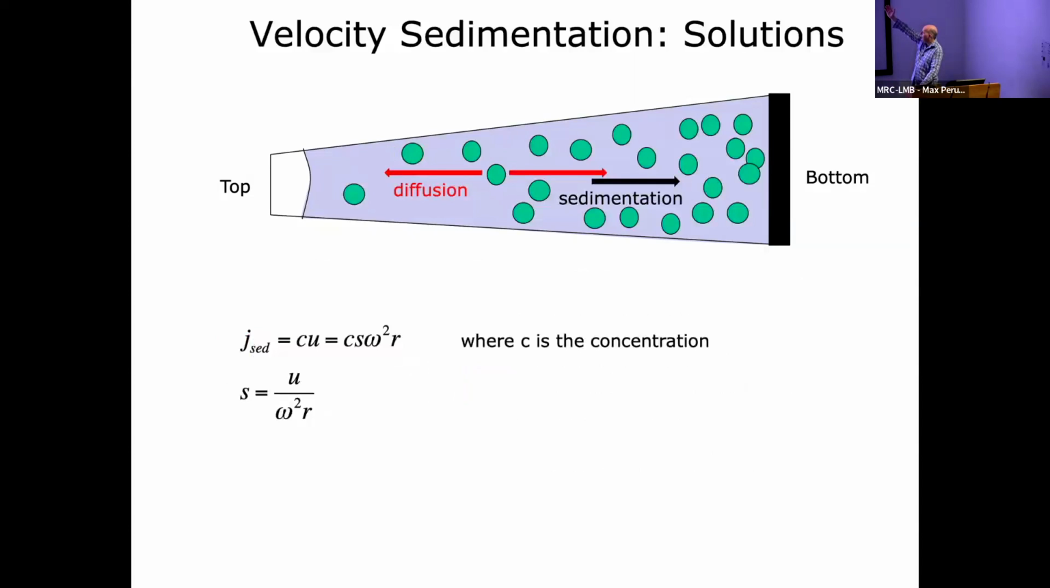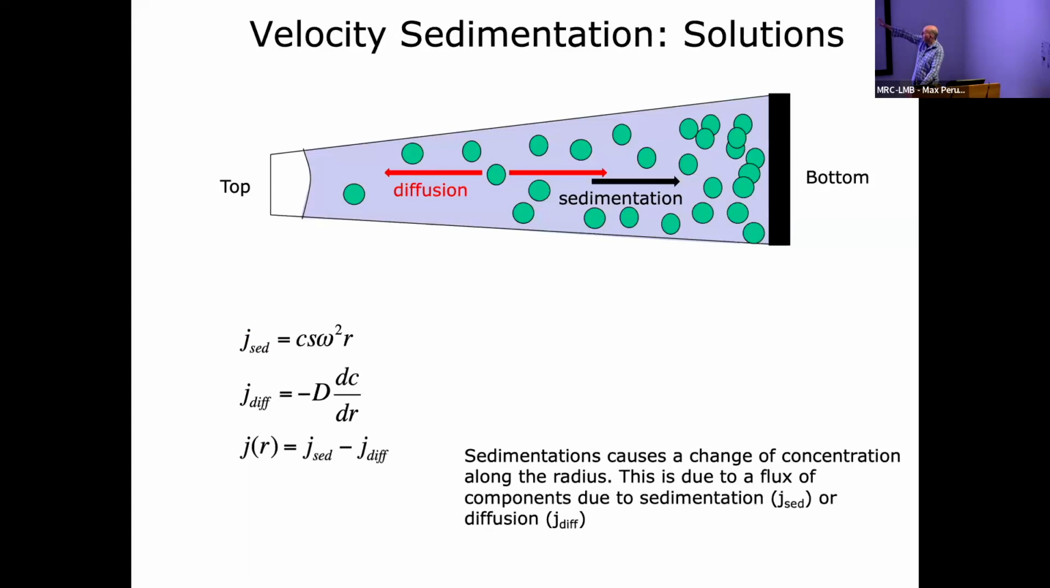We can think about it in terms of fluxes. So we're getting a concentration change, where we've got the concentration times the speed, and of course the speed is related to the Svedberg unit relative to the speed of the rotor. And we know that sedimentation is going to be opposed by the diffusion. So the flux at a point is going to be the difference of these two.